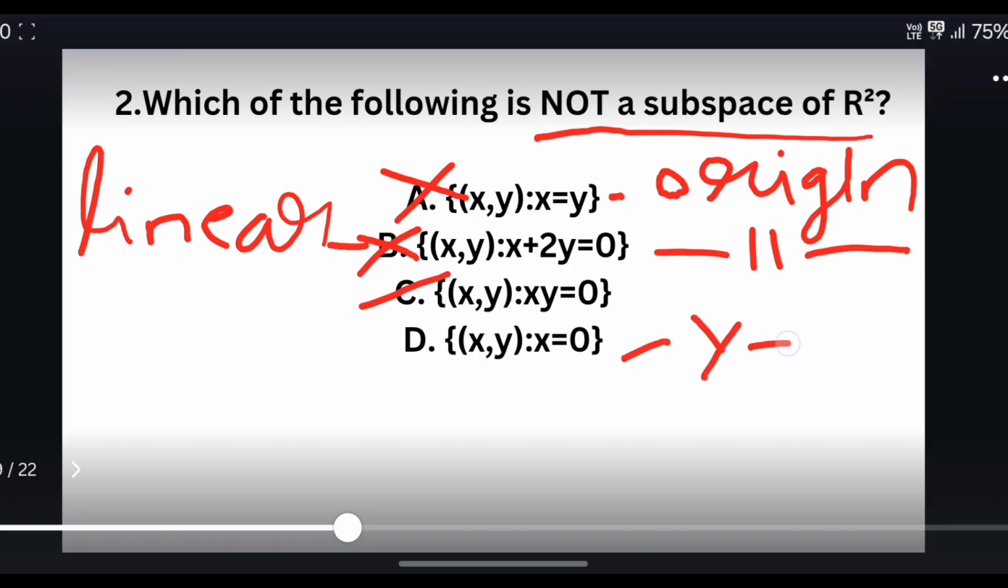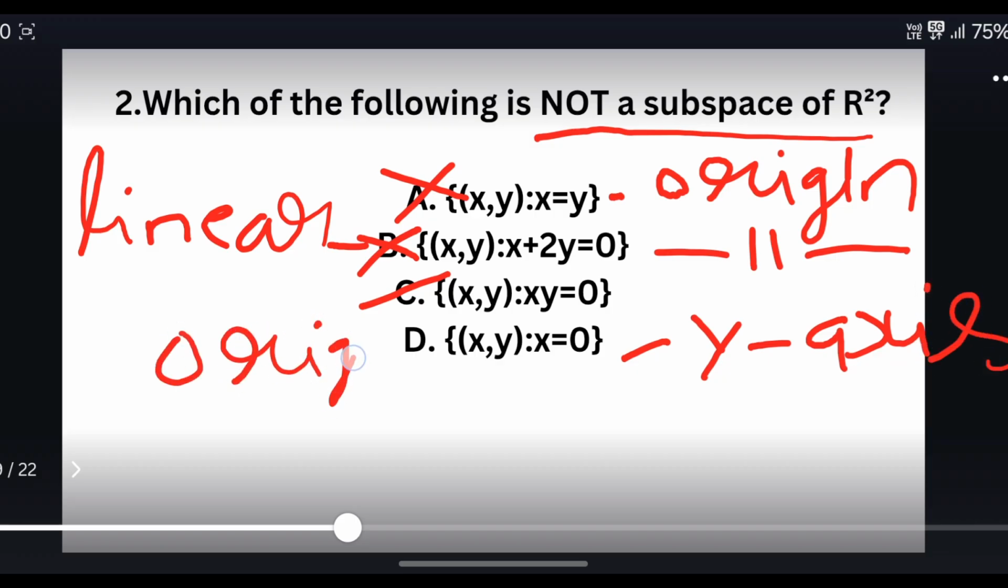This is the y axis, which means this is also passing through the origin. This also satisfies the subspace conditions. So what about option C?